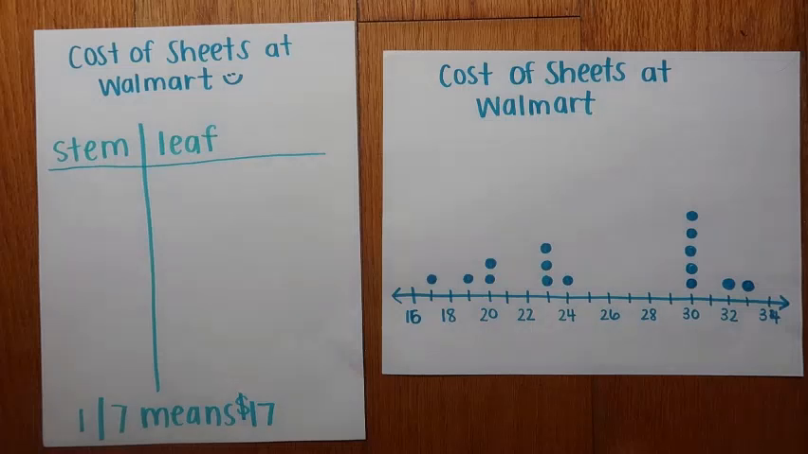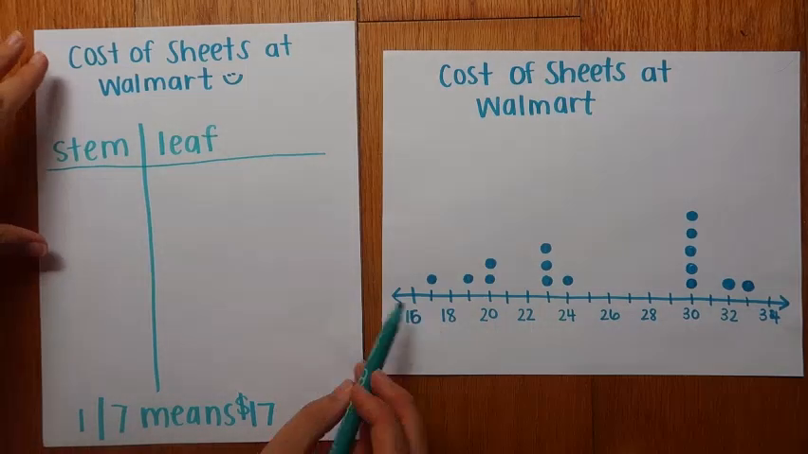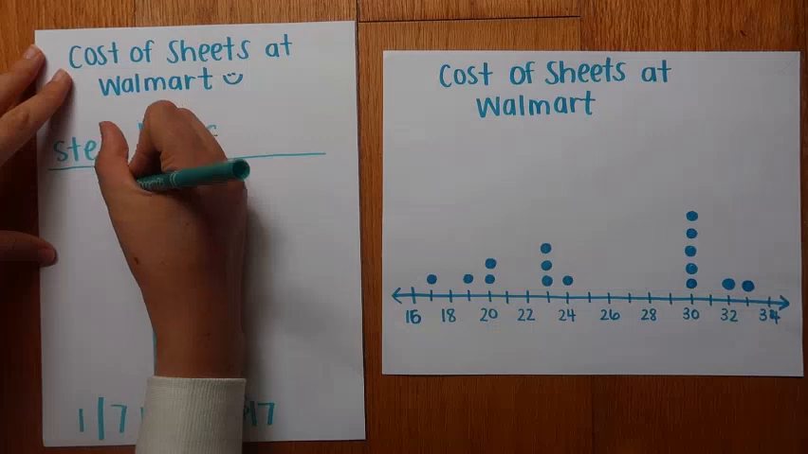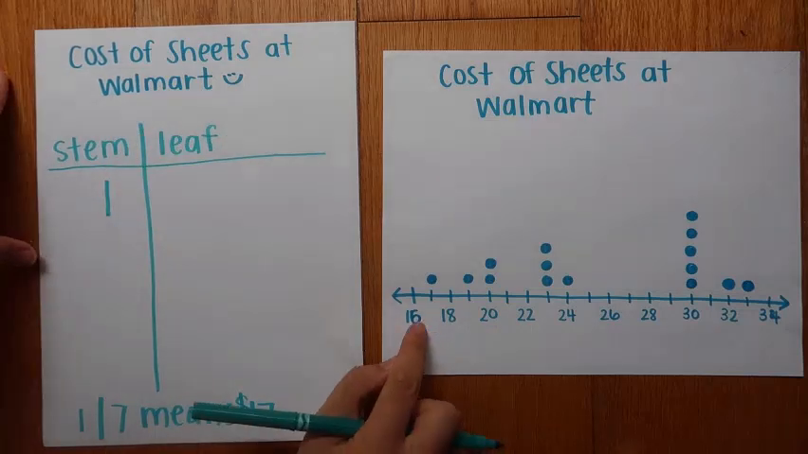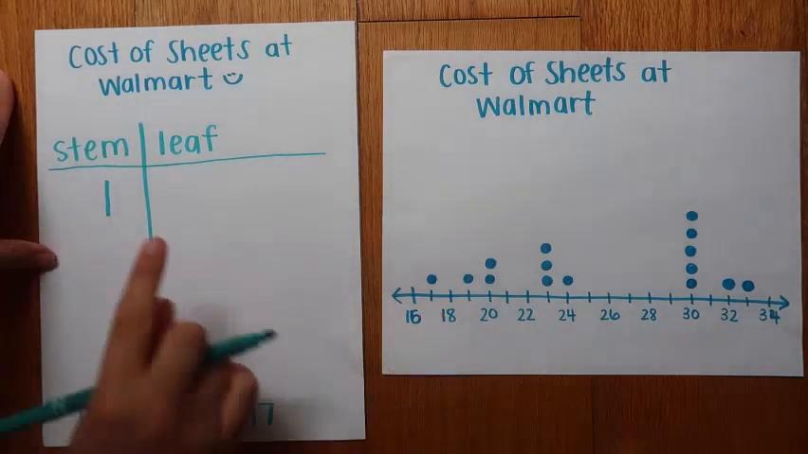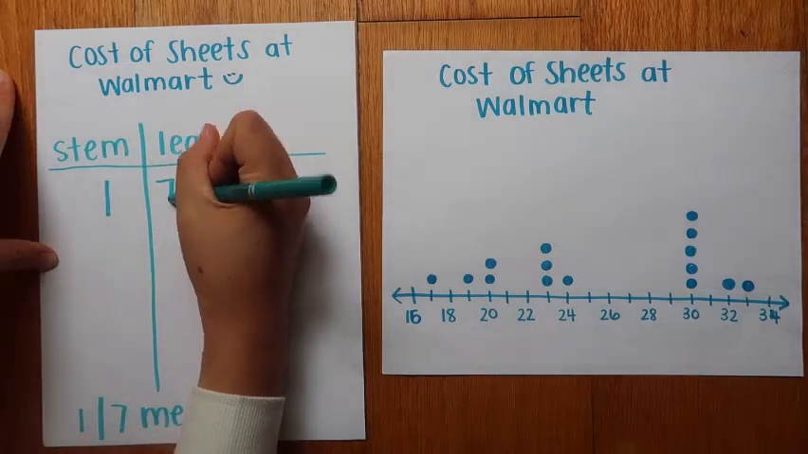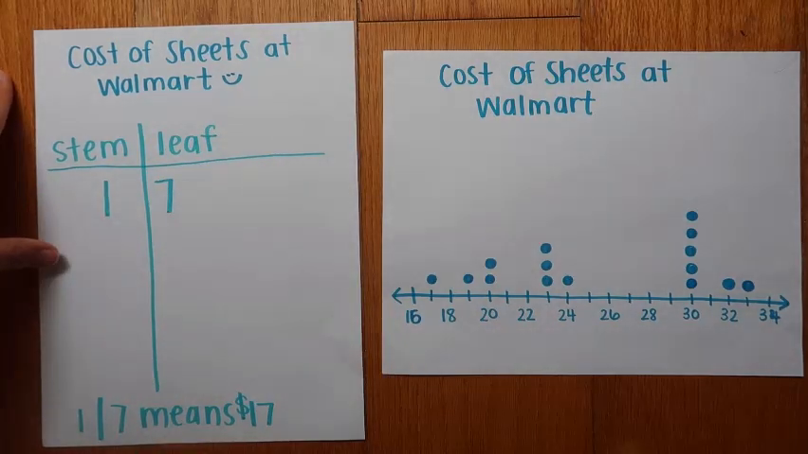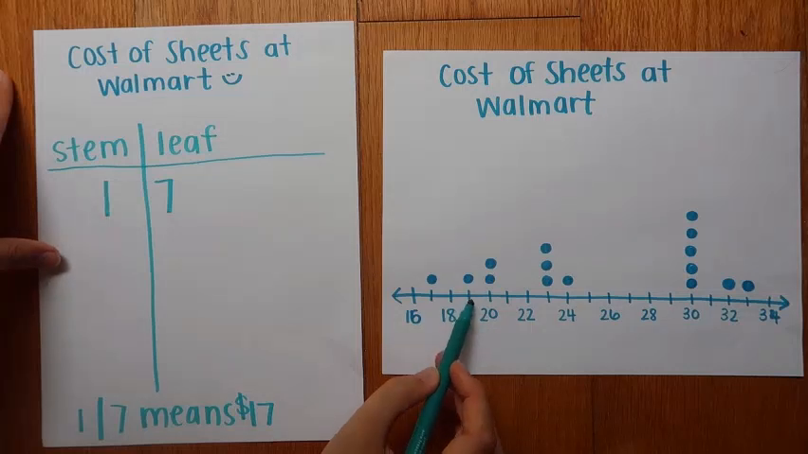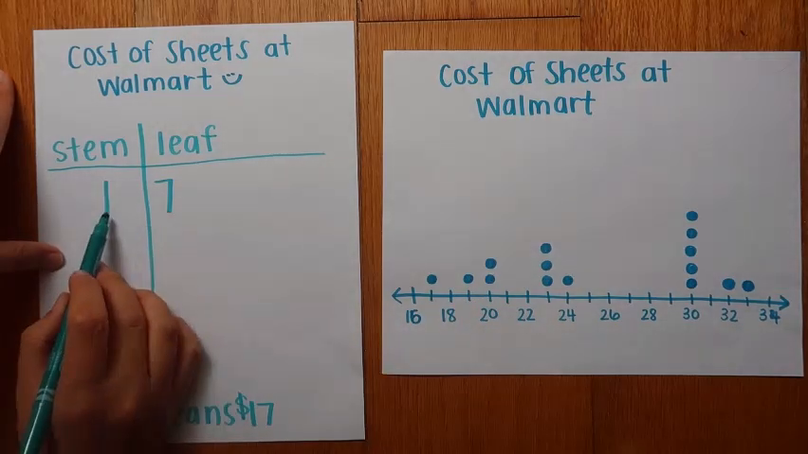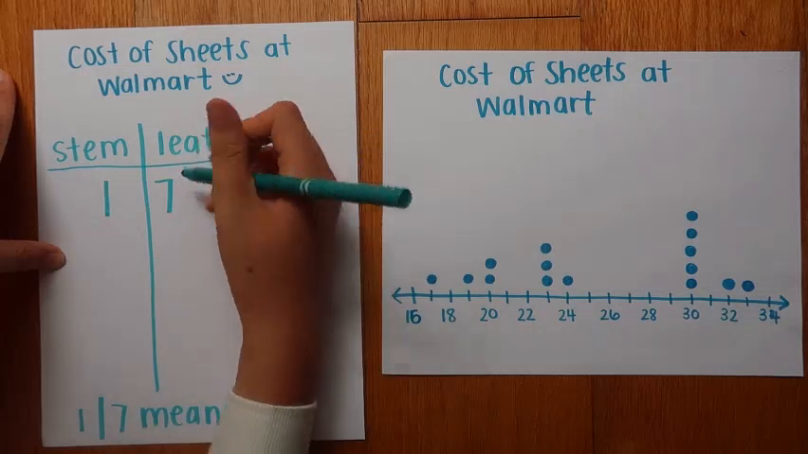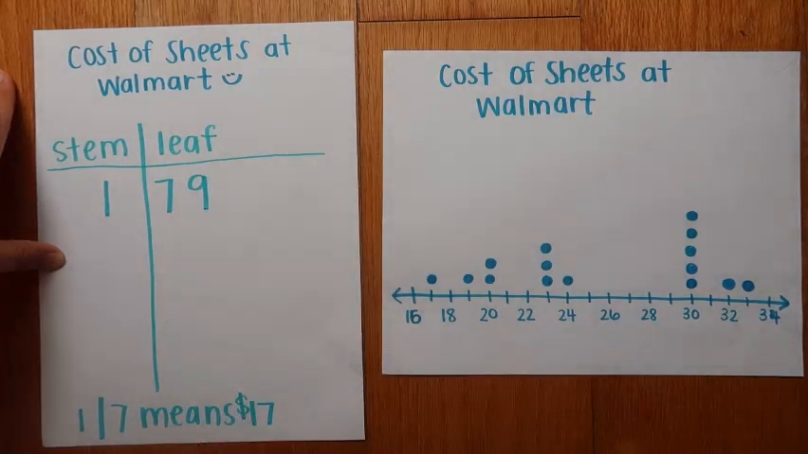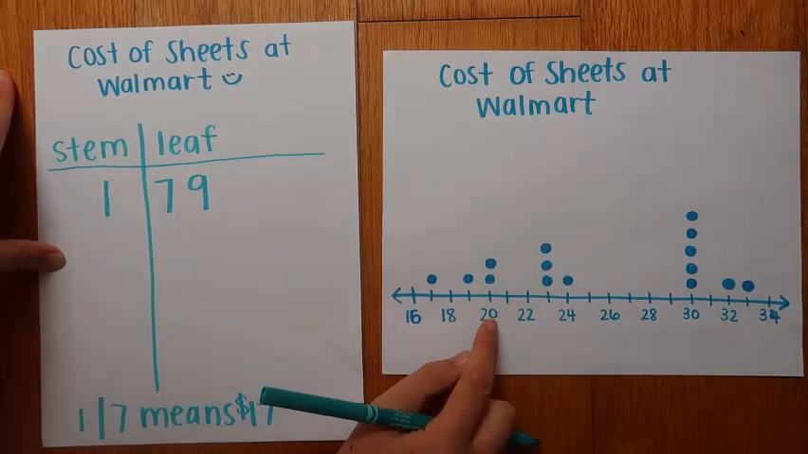$17. Okay, so here we go. We're going to start working our way through. I'm going to start with the 1 in the tens place, and this is going to be 1 line 7, and then this next one is 19. Again, we still have a 1 in the tens place, so it's going to be 1 line 9, and then we go to 20 next.